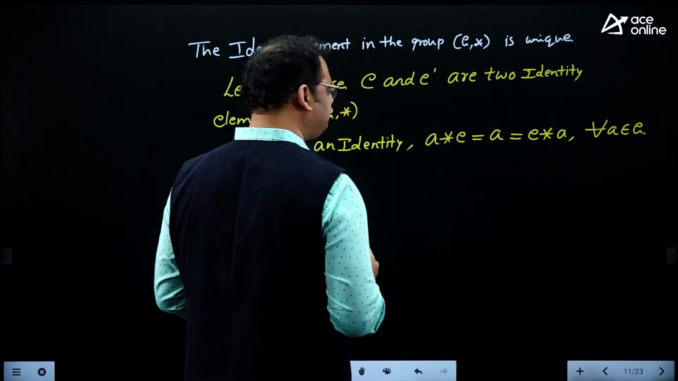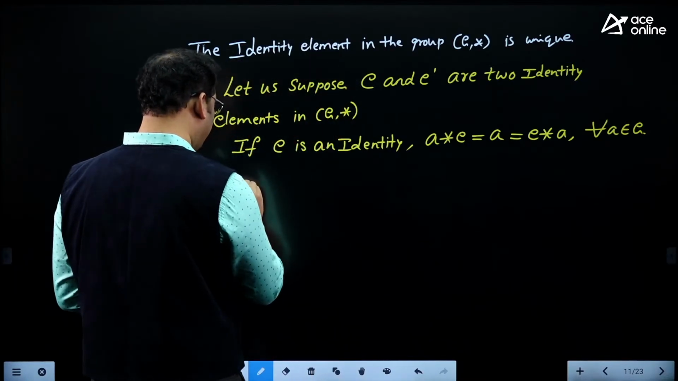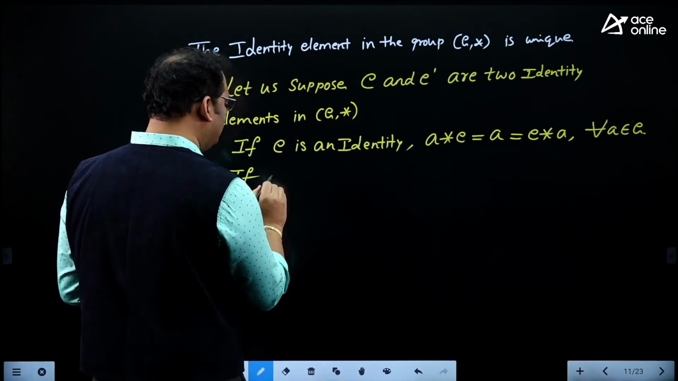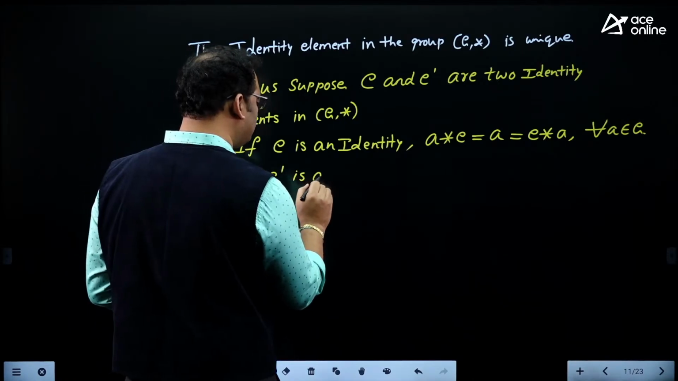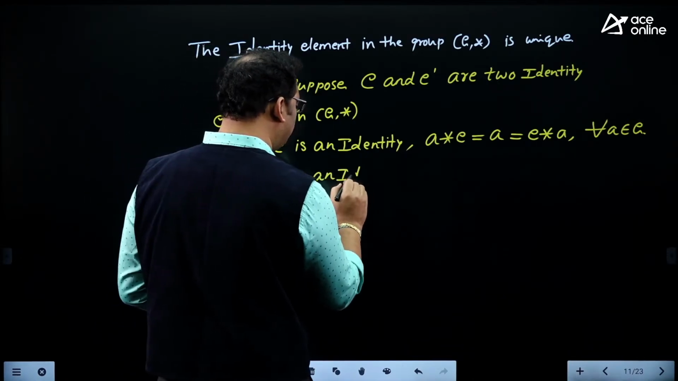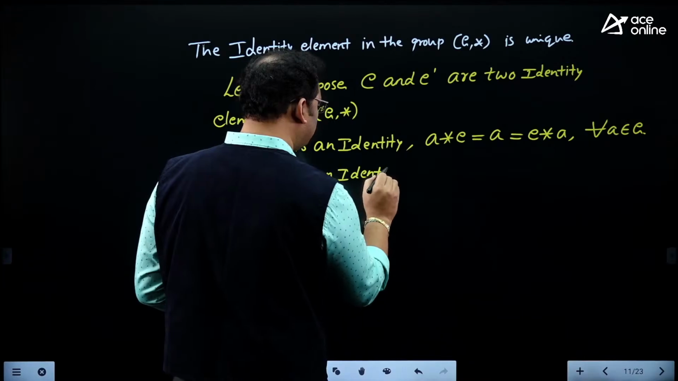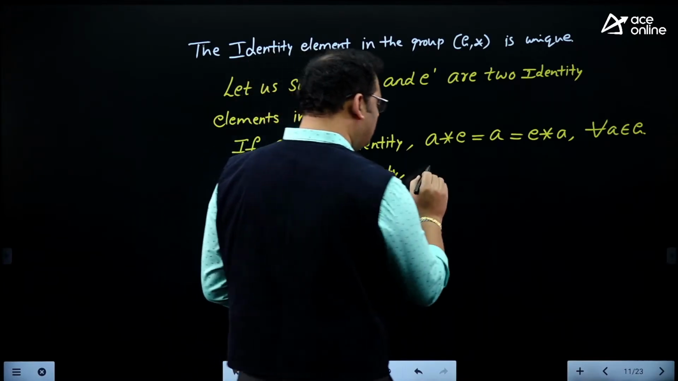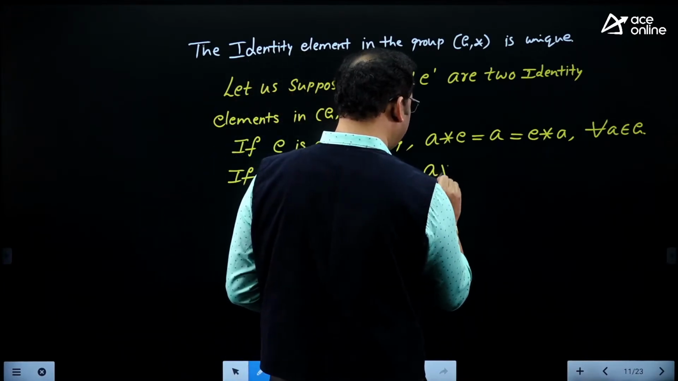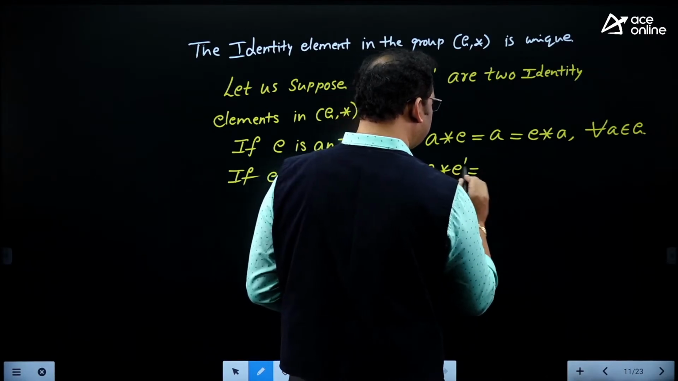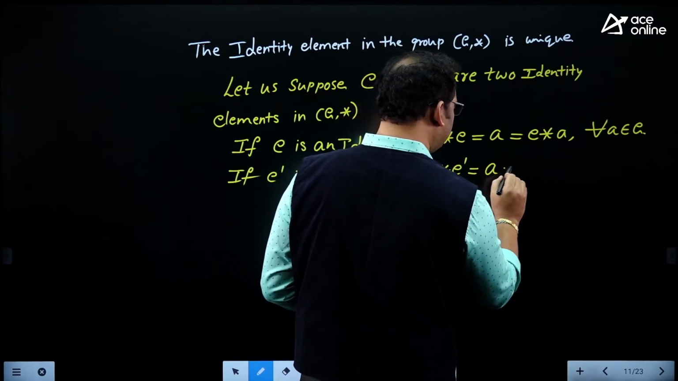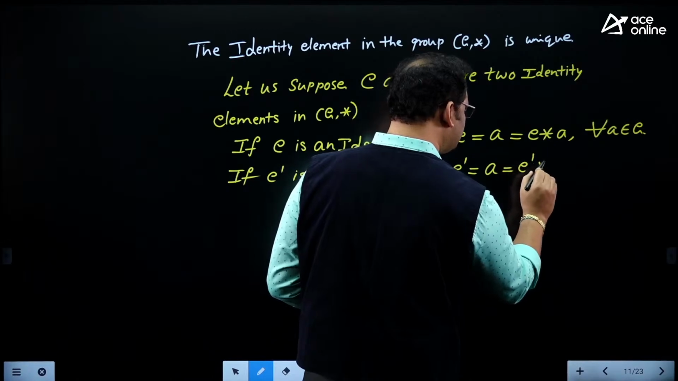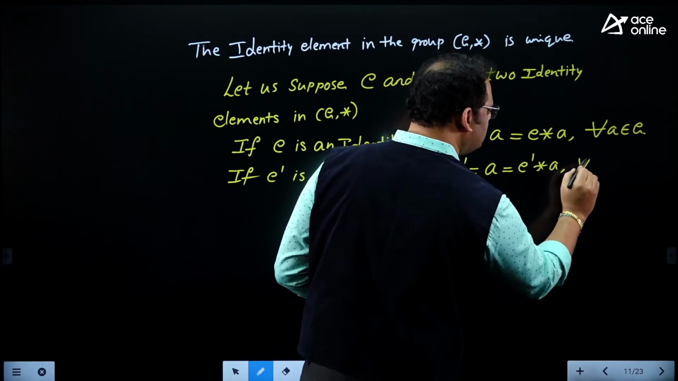Right? And in a similar way, if E dash is an identity element, then A star E dash is A, or E dash star A is also A.